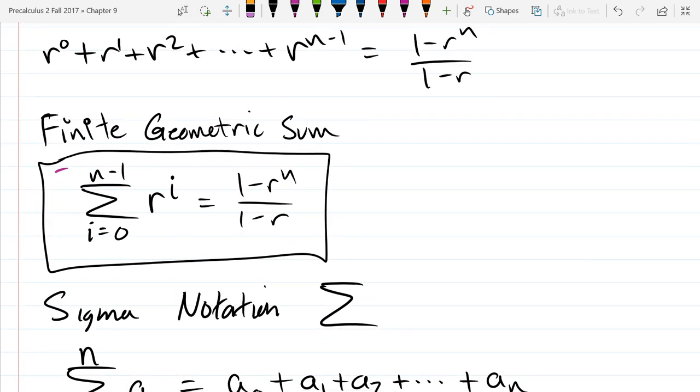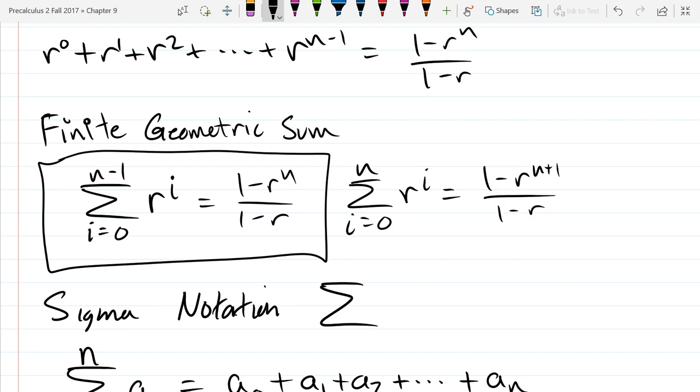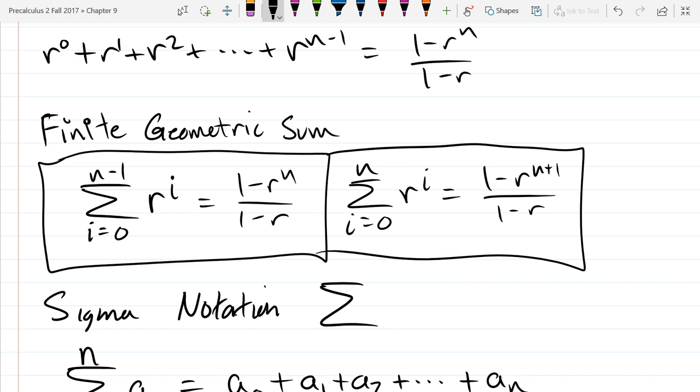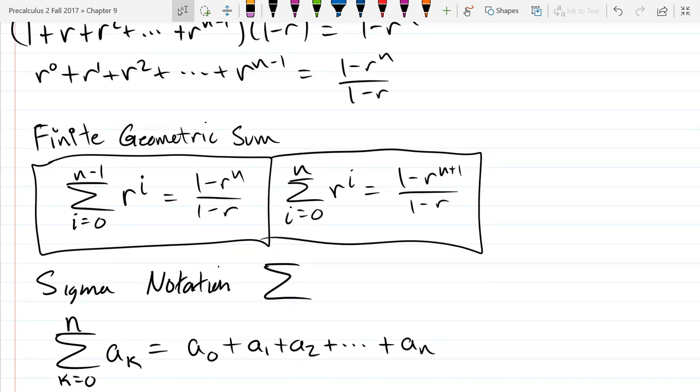So I'm going to give you an alternative version for the geometric series. You can use either one. What I'm going to do in this version is go one term further, which means that n is going to turn into n plus 1. So you can choose whichever of these two you like better. You don't need to memorize these. I think these are kind of tricky. So I will put this on your cheat sheet, and I'll put both versions on there.